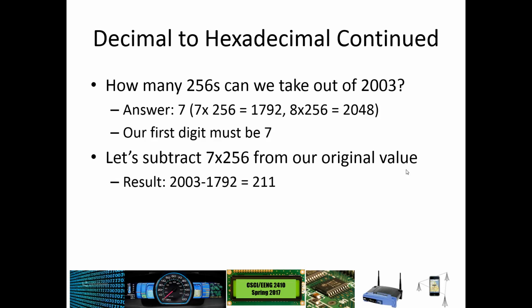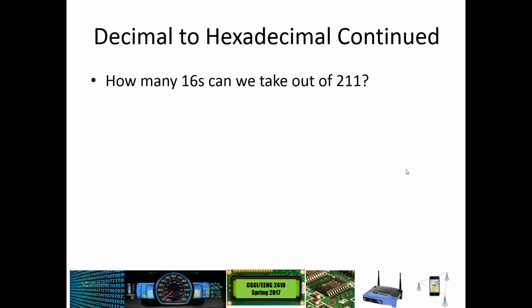And so if we look at our next power of 16, it's our 16s place, 16 to the 1. And the question is, how many 16s can be taken out of 211? And so the answer there is 13, because 13 times 16 is 208. The next multiple, 14, is going to be 224. So that's a little too much. So in this case, we're going to go ahead and take away 208 from 211, and we need to represent 13.